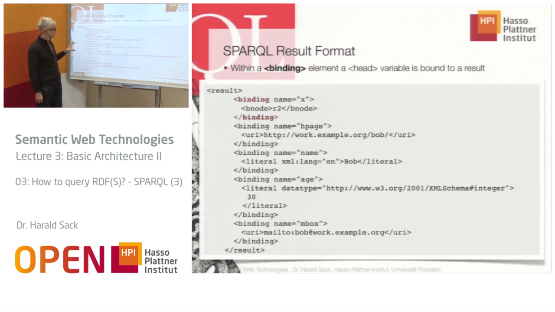So you see, it's pretty simple for a program to access a SPARQL endpoint, to receive the result as an XML file, and then to parse the XML file and interpret it as a table. So it's pretty simple. But SPARQL can do even more. So we now know the SPARQL result format. We will also take a look at the SPARQL protocol.